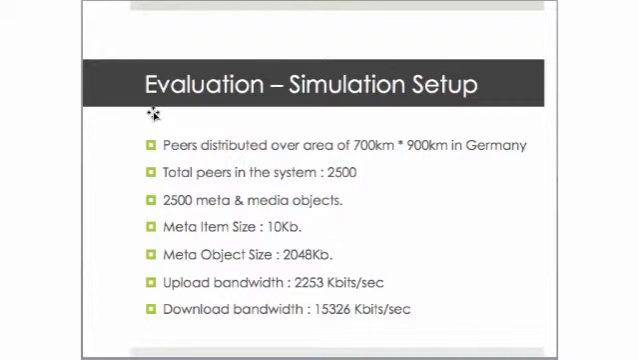The authors evaluate the system using a simulation. A total of 2,500 peers were used in this simulation, with each peer contributing a meta item and a media object. The size of a meta item was around 10 KB and the size of a media object was around 2048 KB. The upload and the download bandwidth of the peers were such that they resembled a DSL connection, which is pretty close to the real world scenario.